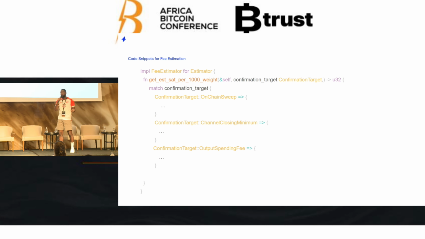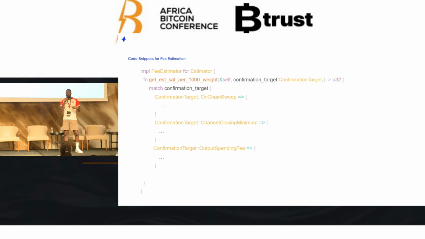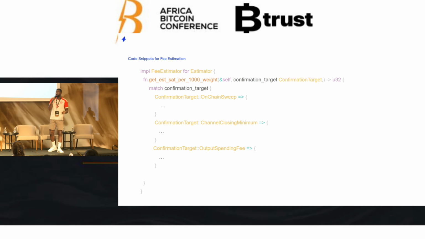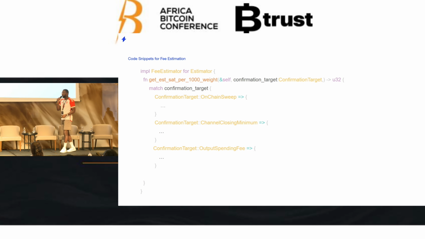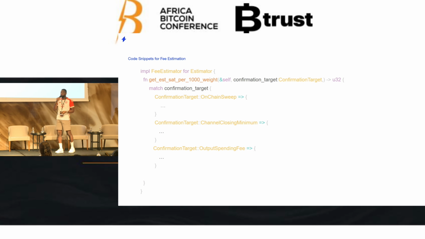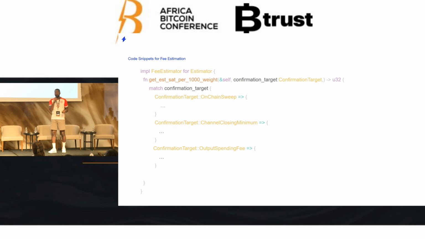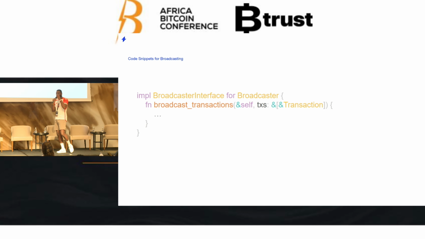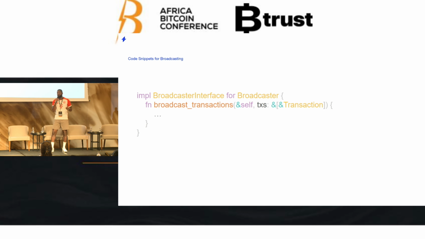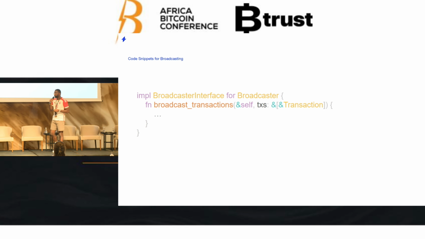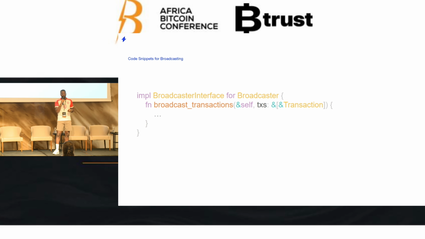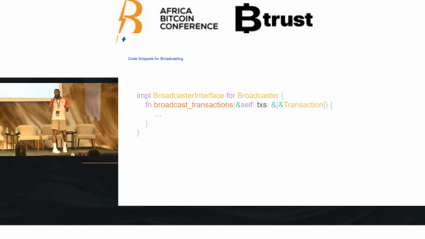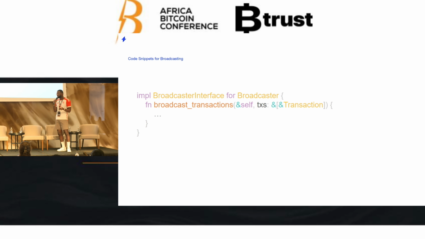When you're opening channels, when you're closing channels, you're going to have to determine how much in fees you're willing to pay to open and close those channels. And we have a number of different mechanisms for you to implement to do that. Similarly, if you want to broadcast transactions to the Bitcoin network, we have very simple and clean interfaces for you to do that. So you can do that in a number of different ways as well. Those are just some examples of that.